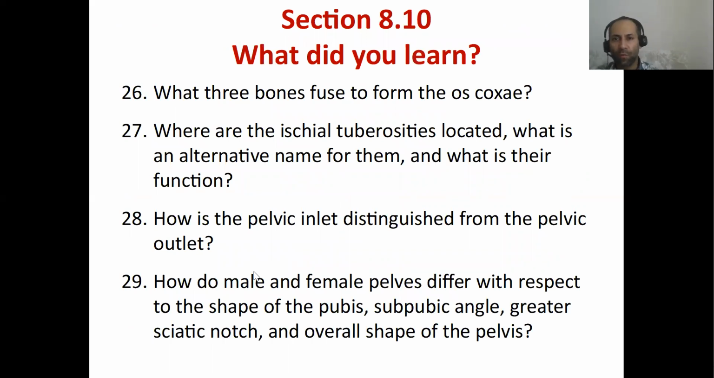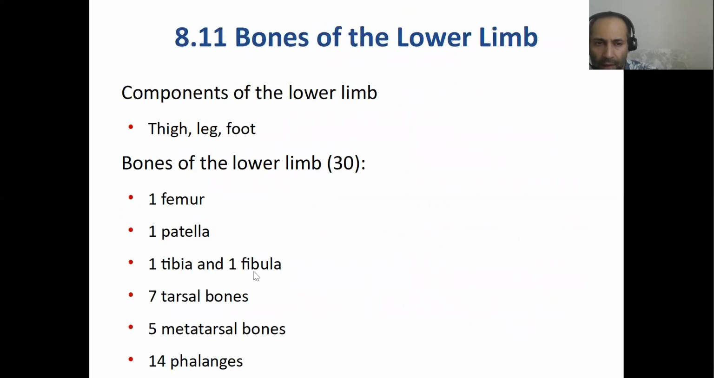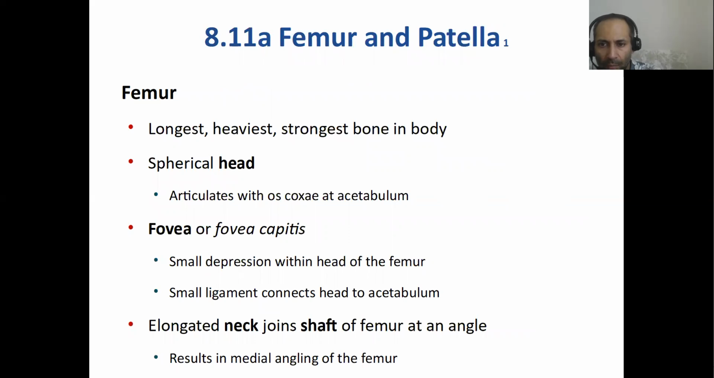So the three bones that fuse to form the os coxae: ilium, ischium, and pubis. We just took a look at those. Where are the ischial tuberosities located? Just sit on a hard surface, and that is where they're located. So they're also called sit bones. Function, they help you sit. How is the pelvic inlet distinguished from the pelvic outlet? Pelvic inlet contains your reproductive glands, organs, as well as the urinary bladder. The pelvic outlet contains your colon. Male and female pelvises differ with respect to the subpubic angle, greater than 90 degrees in females, less than 90 degrees in males. All right, next up, we are looking at the largest bone in the human body, which is the femur or the thigh bone.